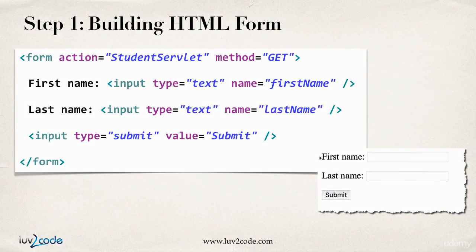All right, so let's walk through this step by step. The first step is building the HTML form, and we've seen most of this before. We start off with our form, and now the action equals student servlet. That's the name of the servlet that we're calling. And then we set up method equals get, because we want to make use of a get request to that servlet. Then from there, we simply set up the HTML form fields. So we set up a first name field, a last name field, and also a submit button. Again, we've seen a lot of this stuff before, just a basic form that we're setting up for our example.